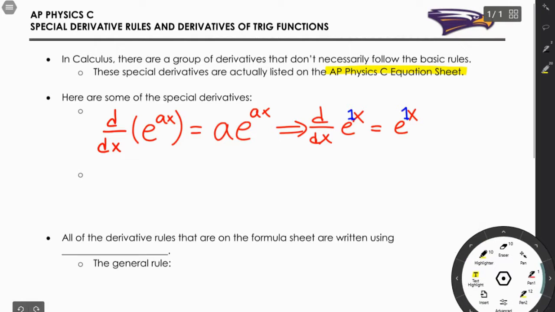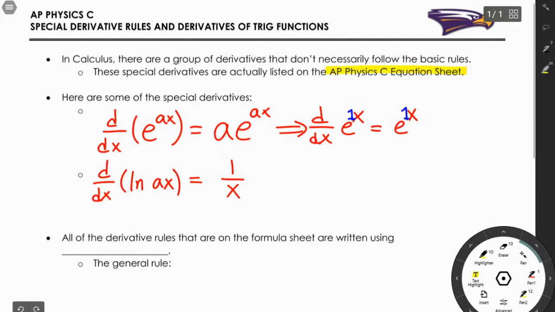The second rule is the natural log. So if I'm taking the derivative of the natural log of ax, it's just going to simply be 1 over x. We'll get into the chain rule in a second, and the reason why the a drops out. But also another way to think of this, actually no, because that's an integral rule.